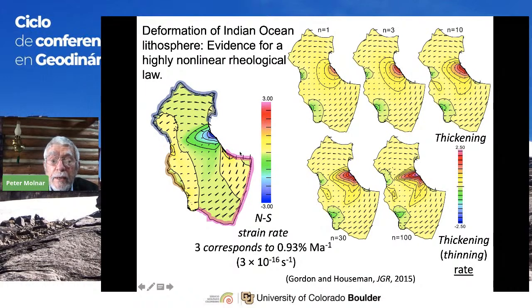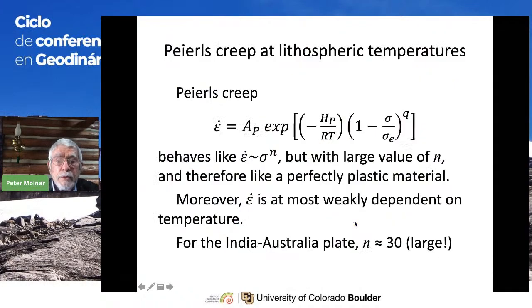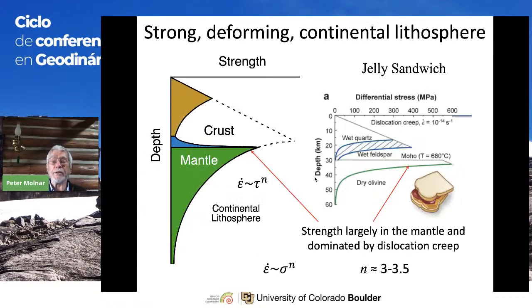And the n equals 30 matches the compressive strain best. This is the value they liked, n equal to 30. This is a very large number, n equals 30, I remind you. So if we go back to this equation that we had before, it behaves as if strain rate varies as deviatoric stress to the nth power. And for this region, n is large, very large, n equals 30. This is like a perfectly plastic material. The strong continental lithosphere behaves as a perfectly plastic region.